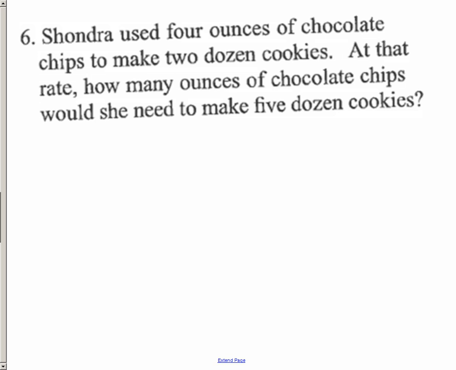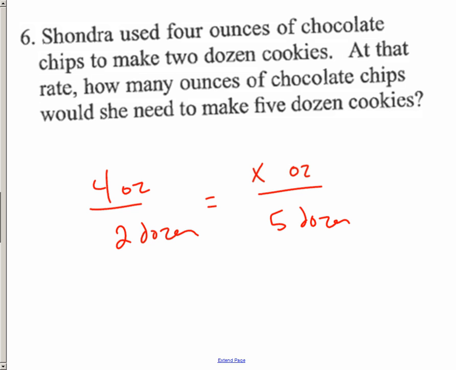Chandra used 4 ounces of chocolate chips to make 2 dozen cookies. At that rate, how many ounces of chocolate chips would she need to make 5 dozen cookies? Well, we had 4 ounces of chocolate chips used to make how many dozen? 2 dozen. And then we need to set up the rest of our proportion. We had an unknown amount of chocolate chips going in to make 5 dozen. So now we've got a proportion.